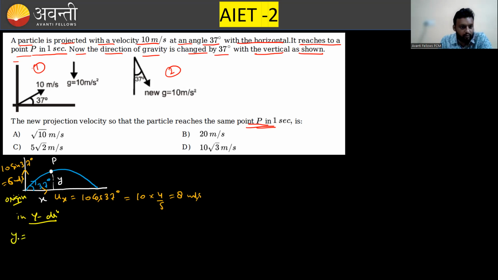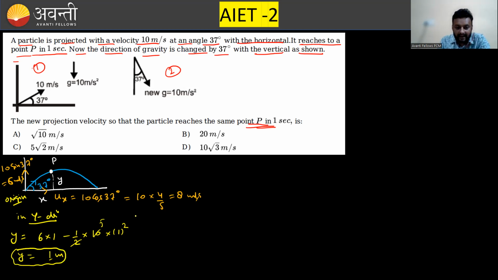Y is equal to initial velocity in y direction, which is 6, times time, 1, minus half, g is 10, t square is again 1. This is the second kinematic equation, nothing else. So y is equal to 6 minus 5, that is 1. So we got the y coordinate.